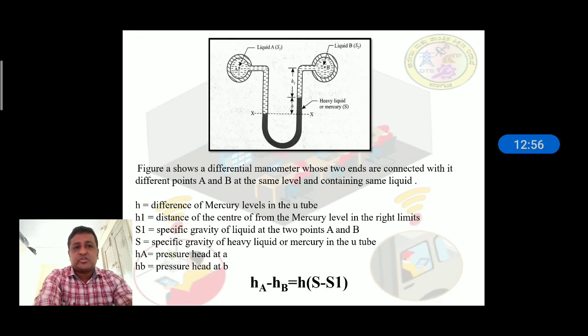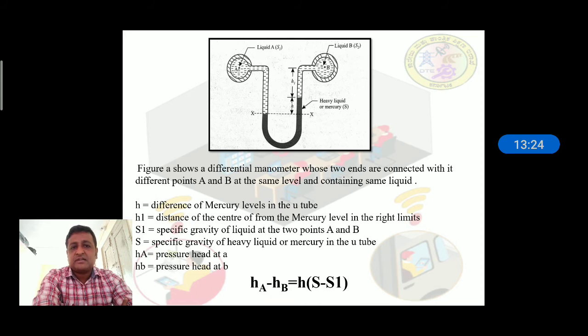This figure shows a differential manometer whose two ends are connected to different points A and B at the same level and containing the same liquid. See here, H is the difference of the mercury level in the U-tube in the figure, and H1 is the distance of the center from the mercury level in the right limb.